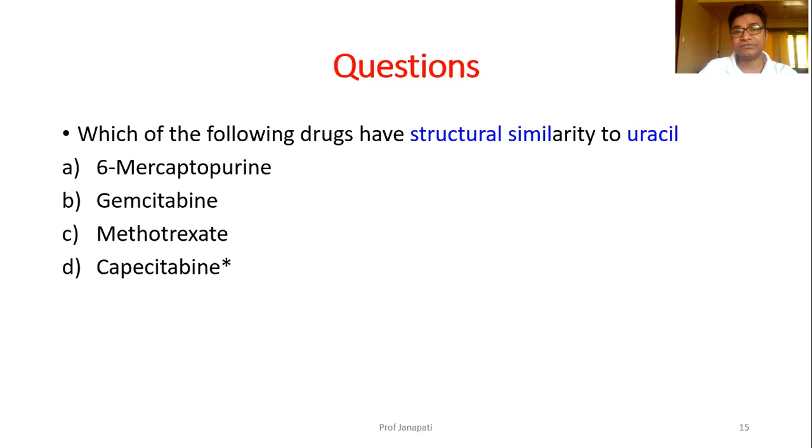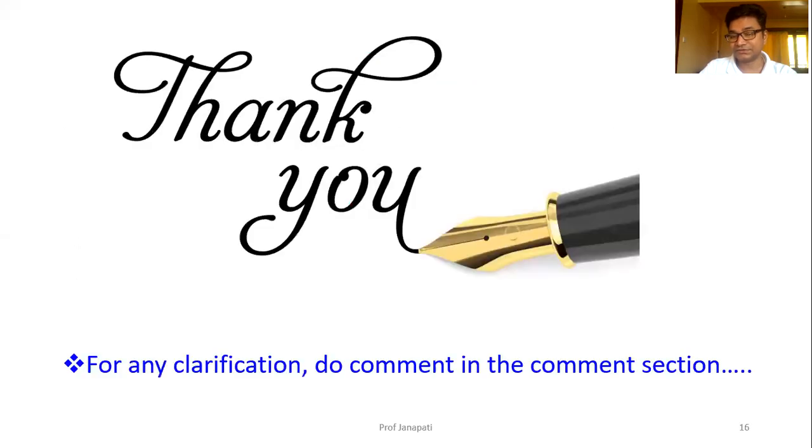Next, which of the following drugs has structural similarity to uracil? Capecitabine is the drug which has structural similarity to uracil.